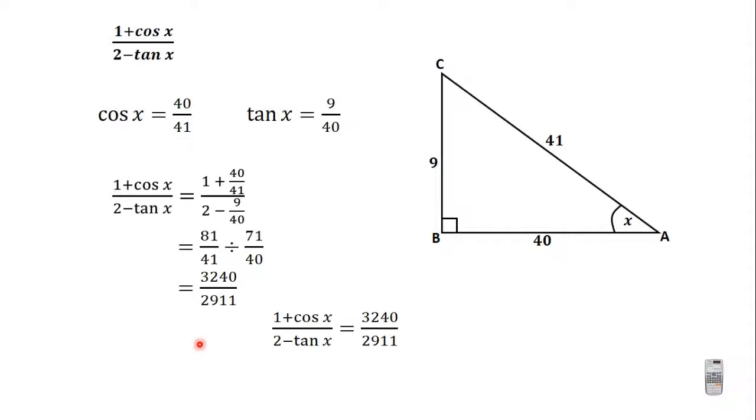So we can say that (1 plus cos x) divided by (2 minus tan x) is equal to 3240 divided by 2911. So you see that applying the Pythagoras theorem and the trigonometric ratios, we have been able to solve this question.